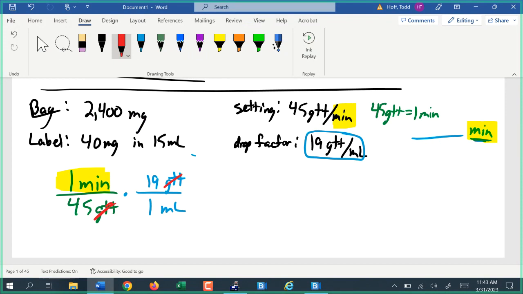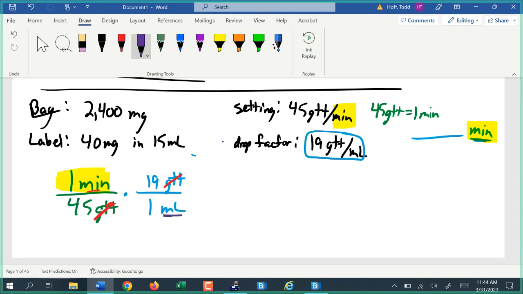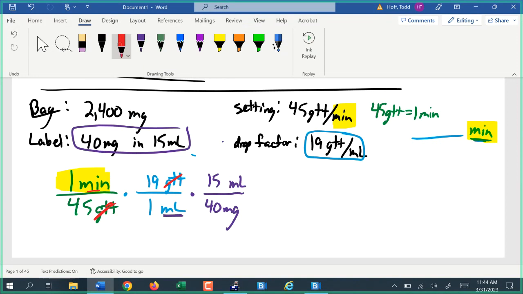Right now we have minutes per milliliter. We want the minutes, but we don't want milliliters. We want to get rid of those completely. So we keep searching here, and we look for something that has milliliters, so we can get rid of milliliters. And we see this here, 40 milligrams in 15 milliliters. Now the milliliters have to go on top: 15 milliliters per 40 milligrams. And the milliliters will cancel out. Well, now we have minutes per milligram. Again, we want the minutes, but we don't want any unit on bottom, so we're going to keep going.